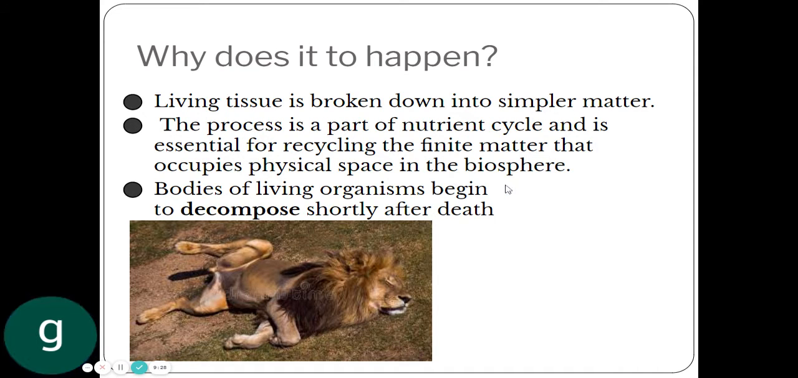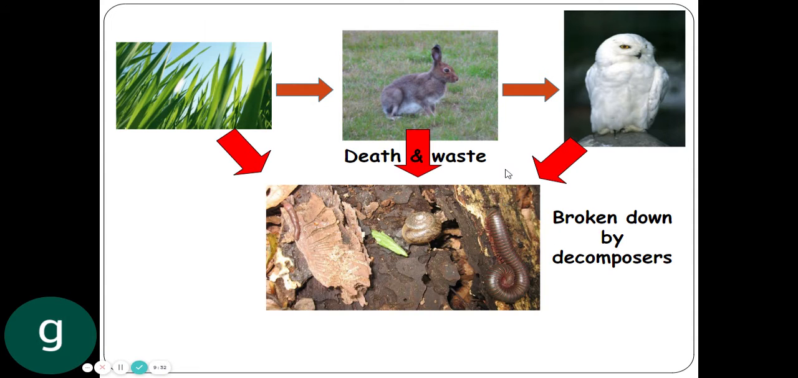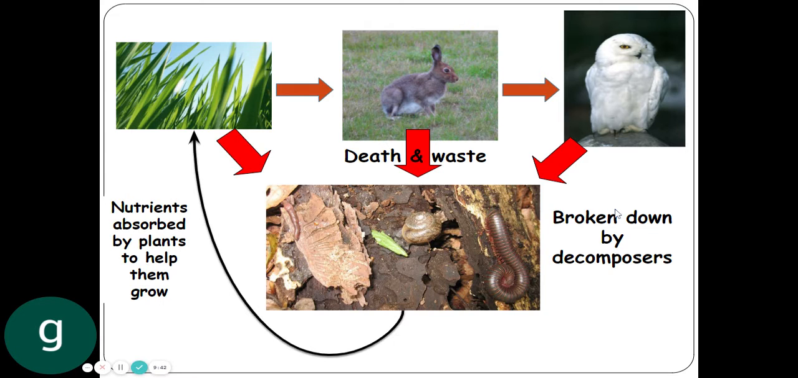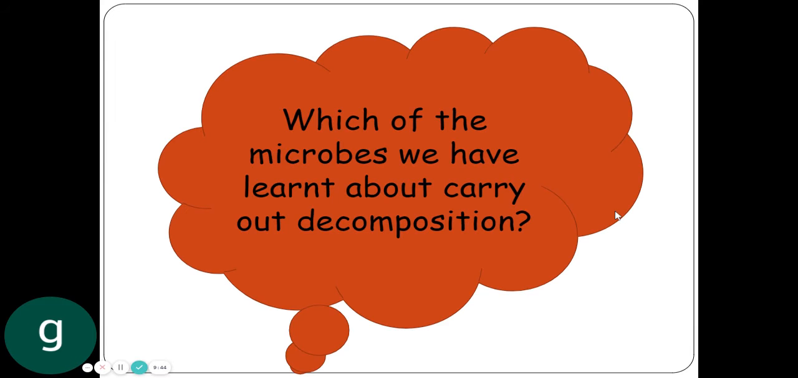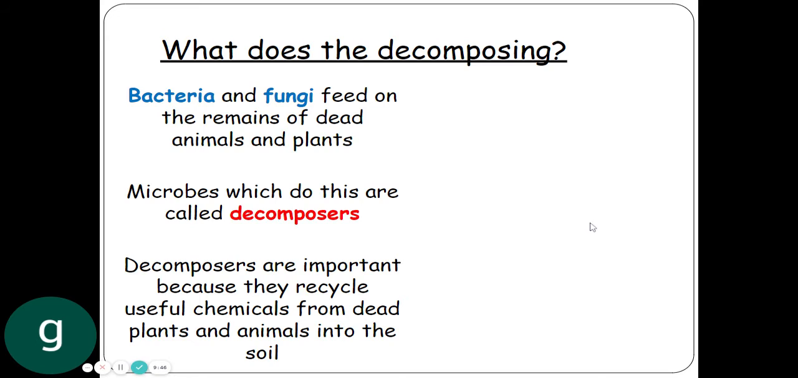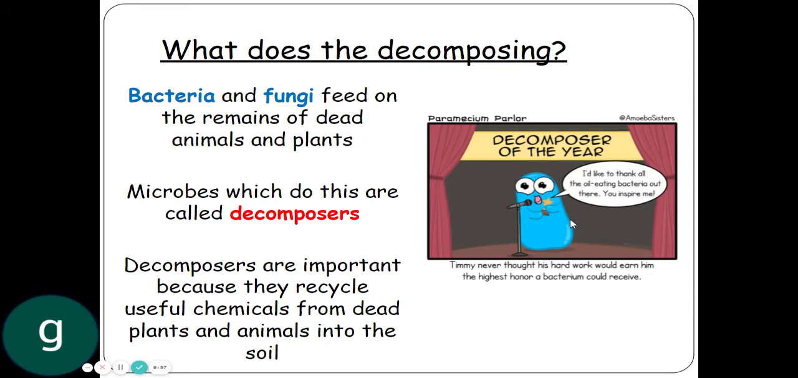Bodies of living things start to decompose shortly after death. So death, waste and decay is all broken down by decomposers. This is not a good picture of decomposers. You're looking at fungi, bacteria, you're not looking at these insects really. And then that's absorbed back. So it's bacteria and fungi that feed on the dead organisms. We call them decomposers because of this. And they recycle all the useful stuff back into the soil.